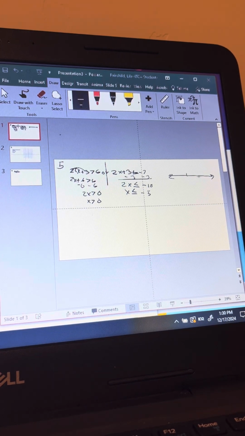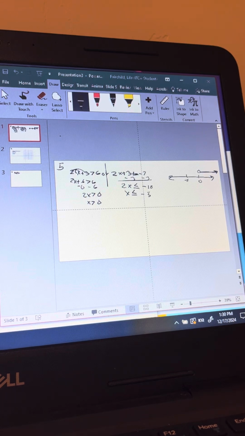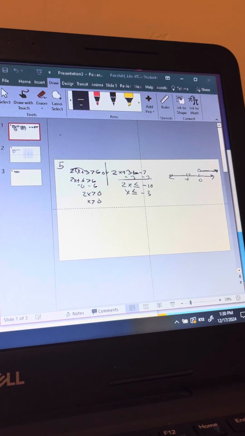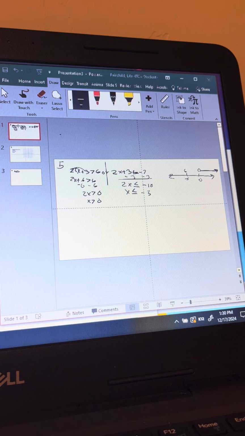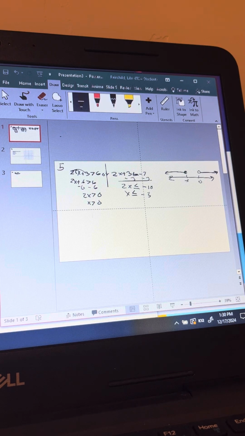You have the line, and then you have -5, and then you have 0, and then you have this one, the one at 0 is an unfilled in circle because it's not a greater than or equal to. It's just there's no equal to in it. But this one, because there is an equal to, it is filled in.